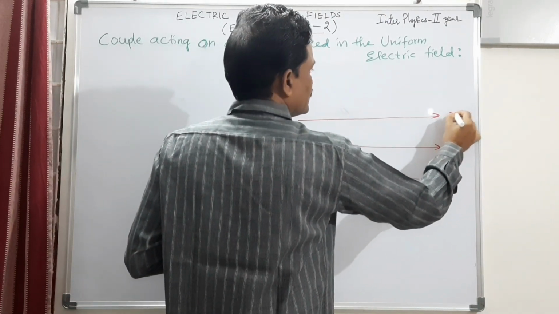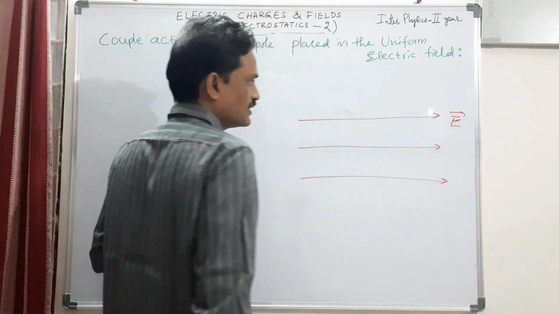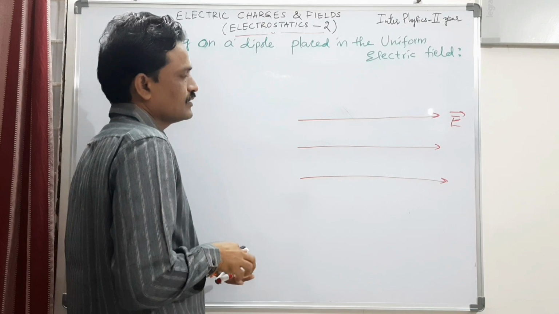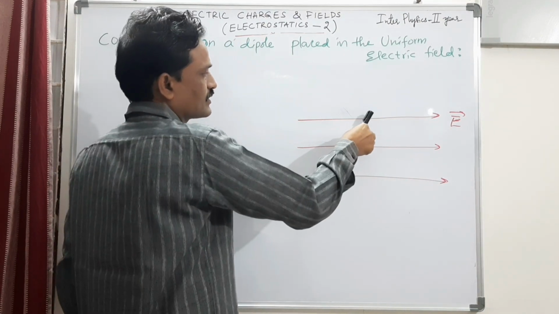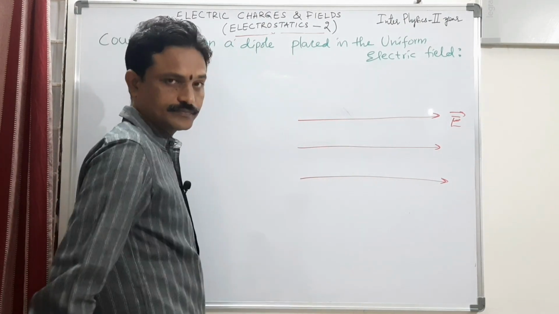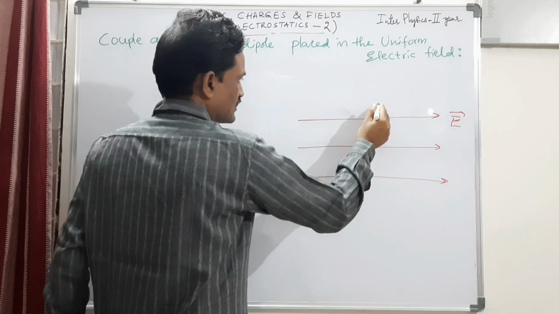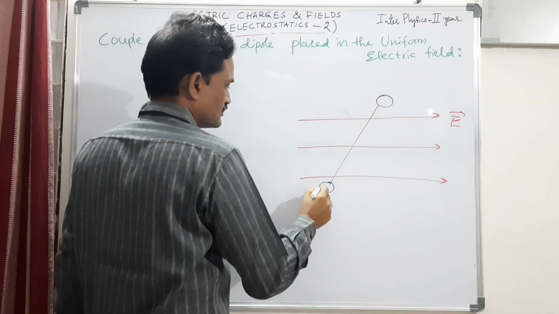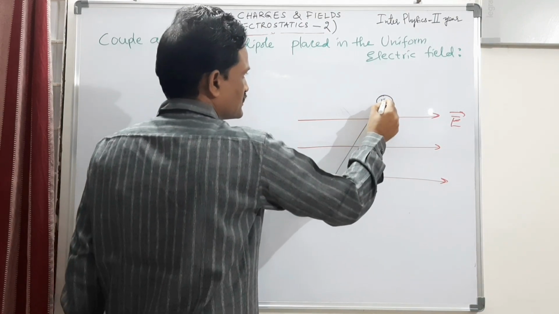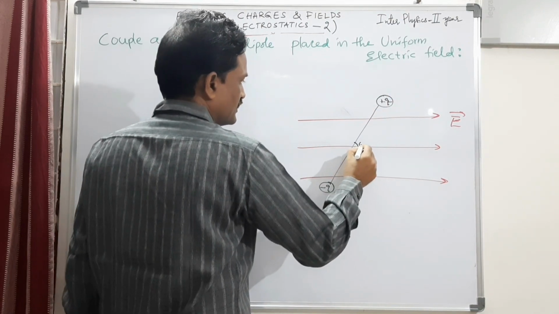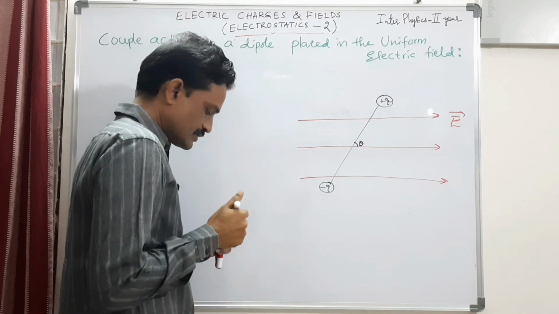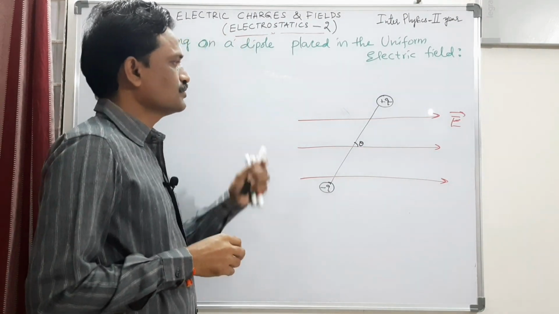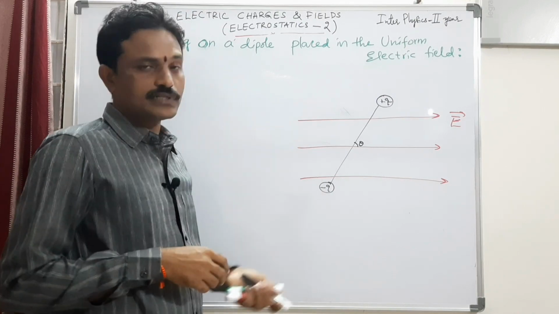I am considering an electric field of intensity E, that is a uniform electric field, in which I am placing an electric dipole. So I am placing an electric dipole like this. This is minus q and this is plus q, making an angle theta with the direction of intensity of the electric field. So what happens? There are two forces acting on the two charges.